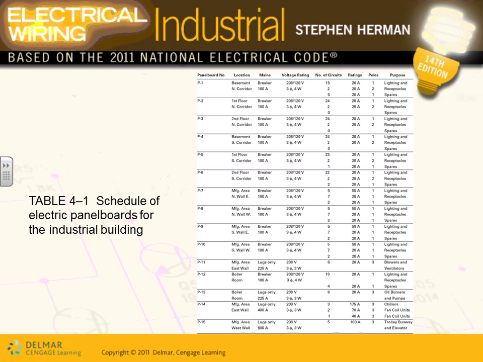Number of circuit breakers, I have 19, 26 of different sizes. You can see 20, 20, 20, single pole: 19 circuit breakers, single pole, 20 amps, are used for lights. Two circuit breakers, 20 amps, two pole, are used for receptacles. And we have five or six receptacles, 20 amp single phase, that are spare.